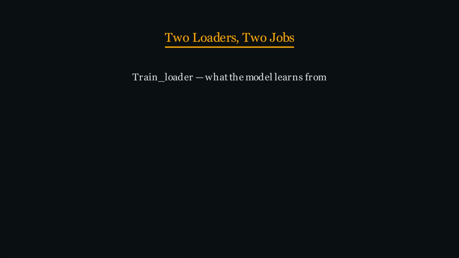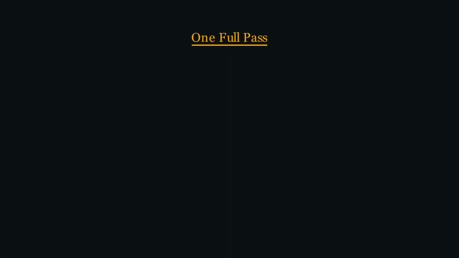Train loader feeds the data the model actually learns from. Validation loader feeds data the model never trains on, so you can honestly check its progress. This is how you catch a model that's memorizing instead of truly learning. Let's watch all 8 kinds of objects work together in one pass through training.